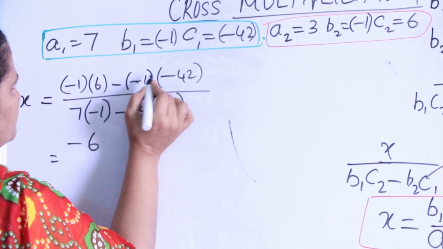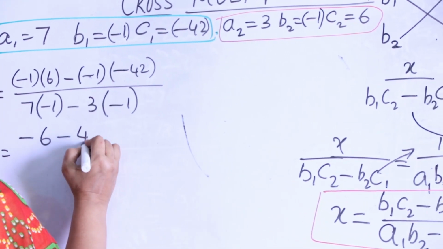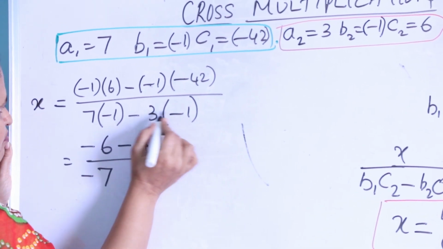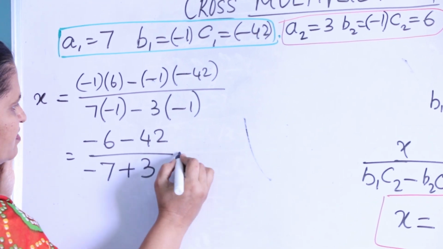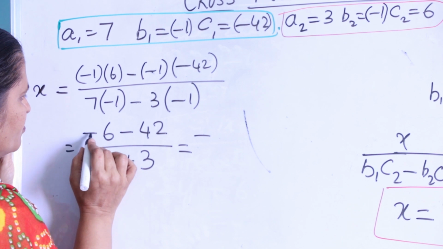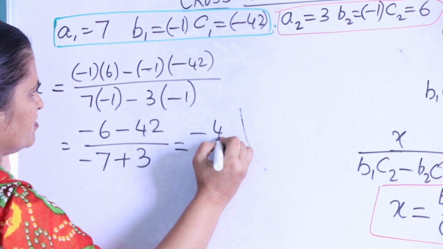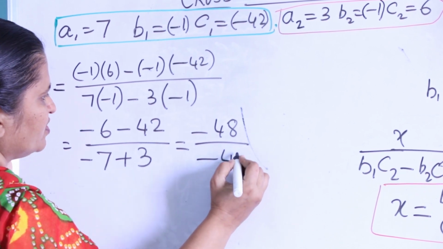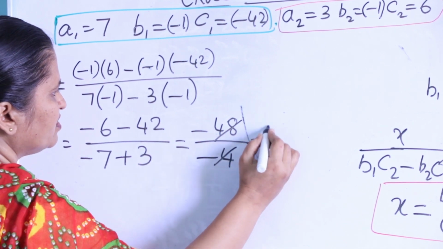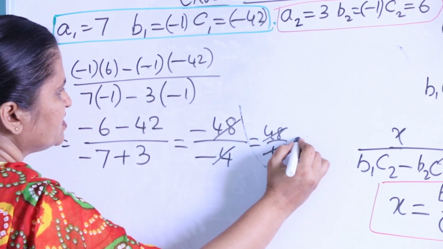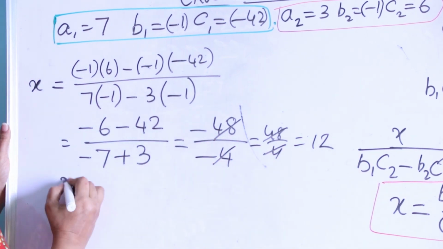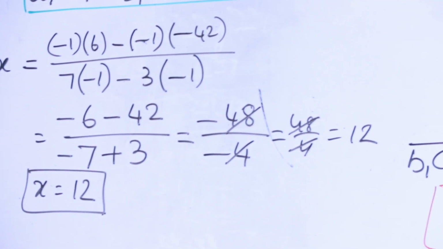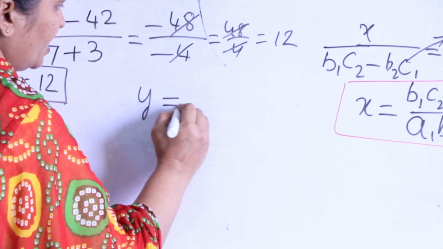Minus of plus, minus 6. Minus into minus plus, plus into minus, minus 42. Divided by: plus into minus, minus 7. Minus into minus, plus 3. Both the signs are same, so we are going to do addition: 48. Minus 7 plus 3 is minus 4. This is nothing but 48 by 4, so this is 12. Remember, we got x is equal to 12 in the previous two methods also. Now let's find the value of y.